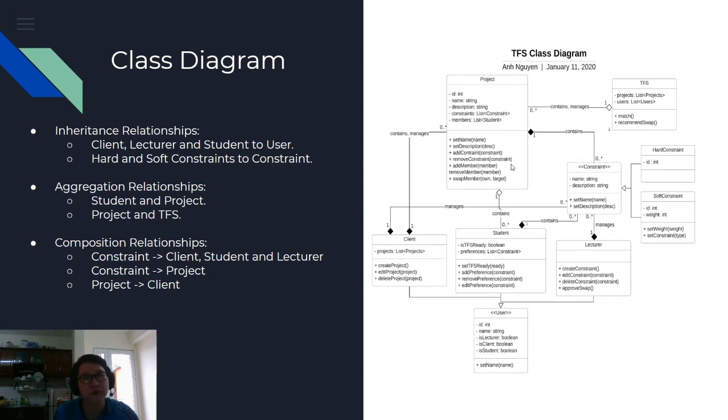And finally is the composition relationship. Since a constraint must be created by a creator, we can say that the constraint has a composition relationship with the lecturer, student, and client classes. Additionally, when a project is deleted, any related constraint will be deleted as well. So the constraint will have a composition relationship with the project class. And finally, the project class will have a composition relationship with the client as well. When a client account is deleted, every one of his projects will be deleted as well.